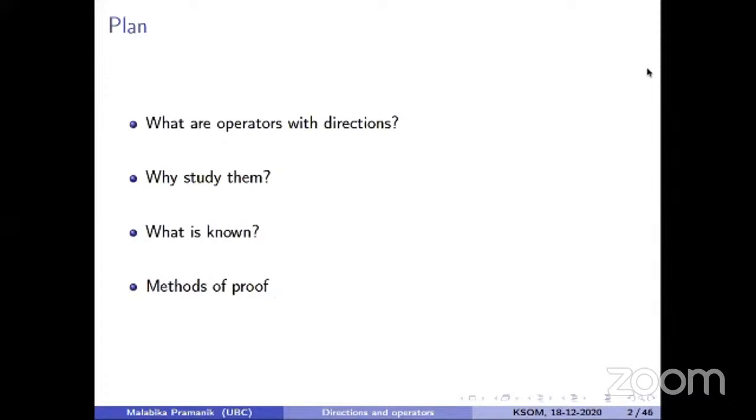Here is a plan for my talk. I will start out by describing what I mean by an operator with directions and provide some examples. This will be followed by a discussion about why these operators are important and why we study them. The literature on this is vast. I will try to give an overview of the currently known results that are most closely related to our study. Finally, if time permits, I hope to give you an idea of some of the proof techniques.